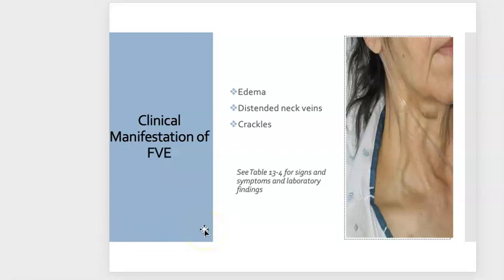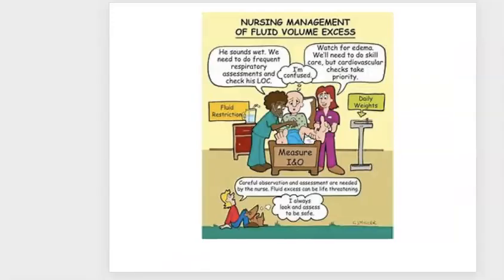How would we treat this? You have a patient that's overloaded. What might we do for this patient? Let's take a look at this slide. Nursing management for this type of patient: if we have adventitious lung sounds, we're going to be doing frequent respiratory assessments. We're going to be looking at his vitals, his oxygen saturation. We're going to be looking at how he's perfusing. We're going to look for edema, dependent edema, but we're going to look for edema anywhere in his body.